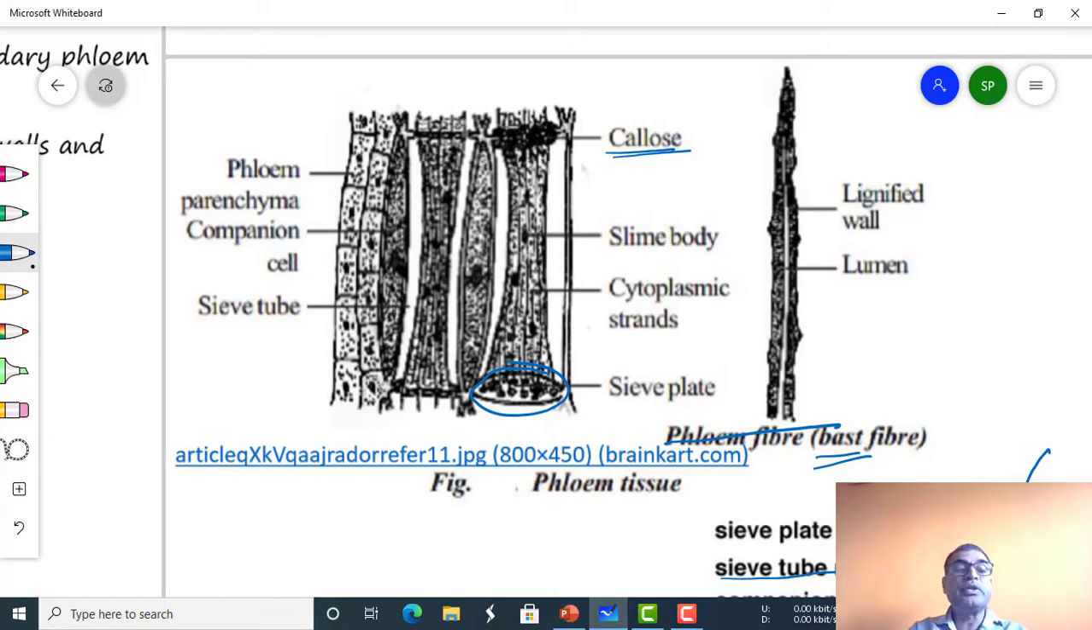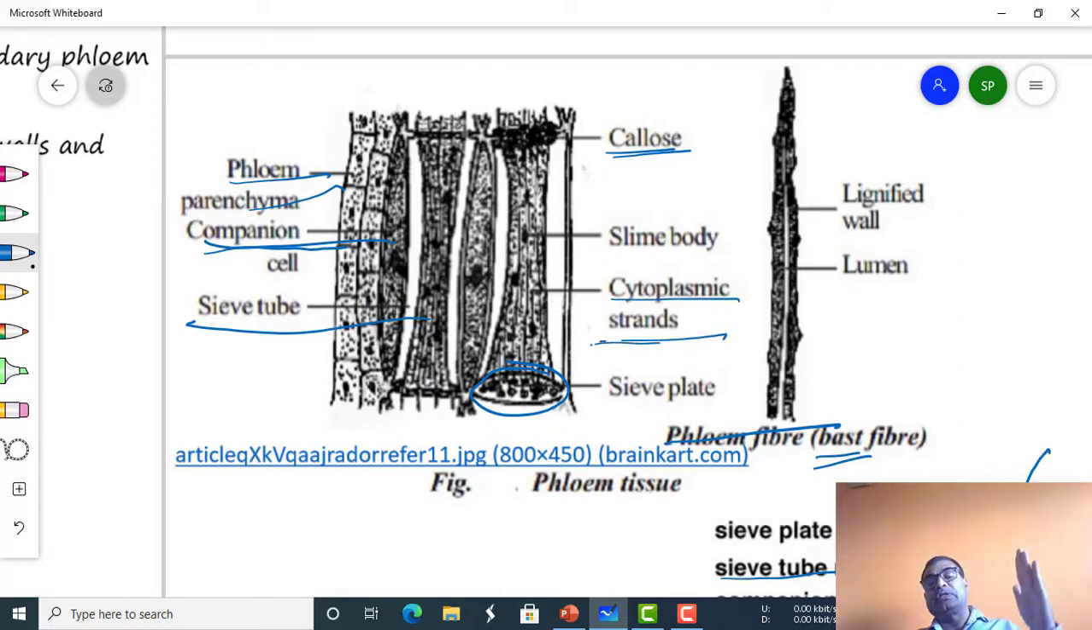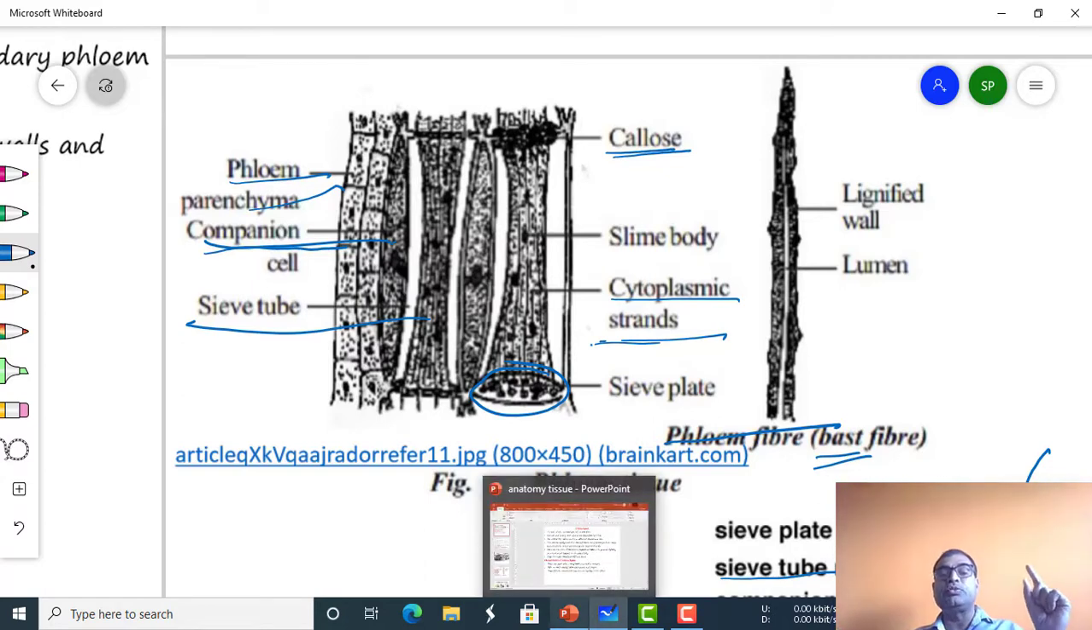Then this one is a phloem parenchyma. Then this one represents the companion cell, and this one represents the sieve tube. Within the sieve tube, cytoplasmic strands are present, and as the cytoplasmic strands and sieve plates are present, it clearly gives evidence that the translocation of the food material takes place through the phloem.